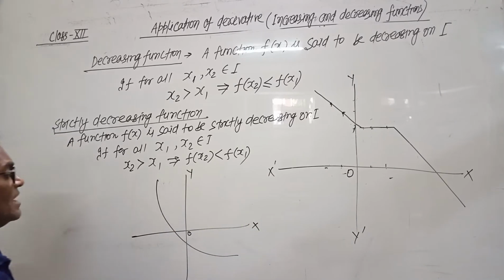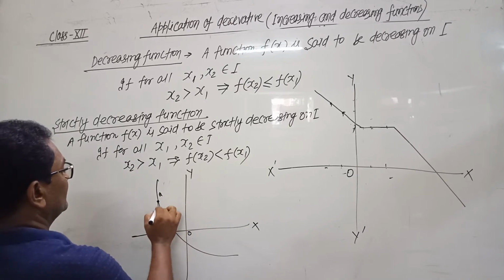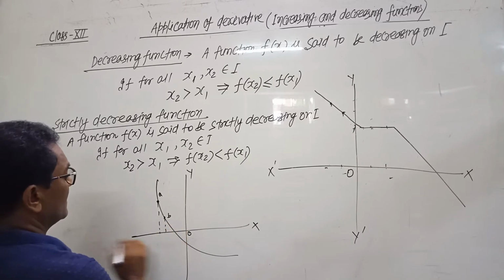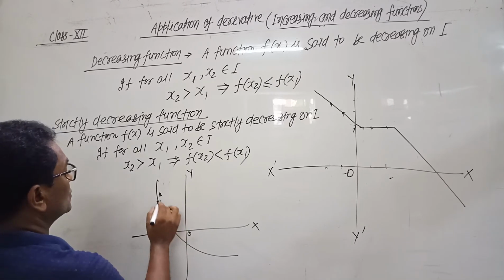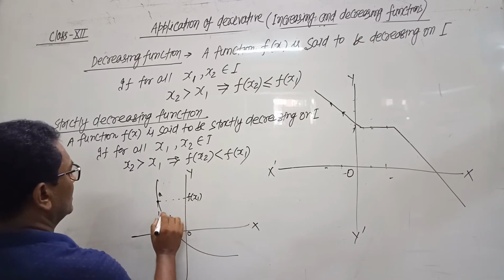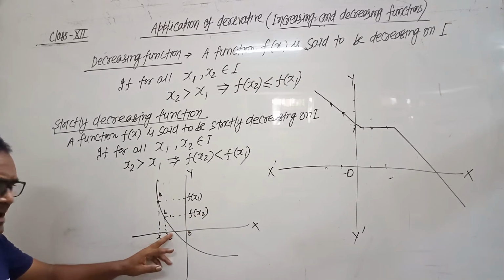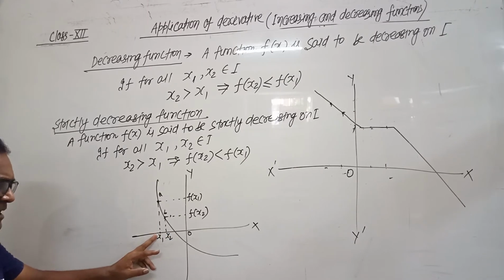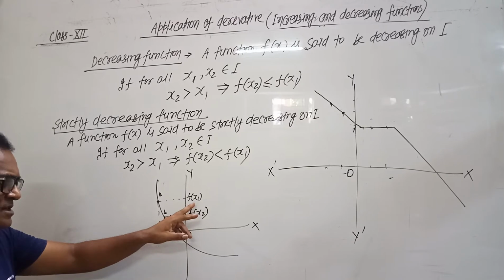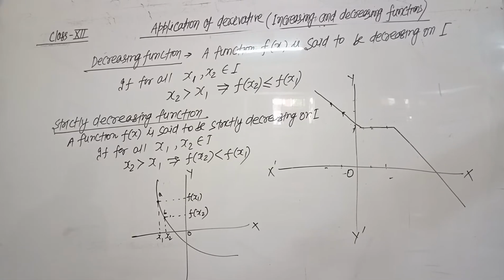Let us take any 2 points A and B from the graph and draw a perpendicular. If this is x1, this is x2, then this will be f(x1) and this will be f(x2). So it is clear that the value of x2 is greater than x1, but the value of f(x2) is less than f(x1). So this is the graph of a strictly decreasing function. This completes the theory part.